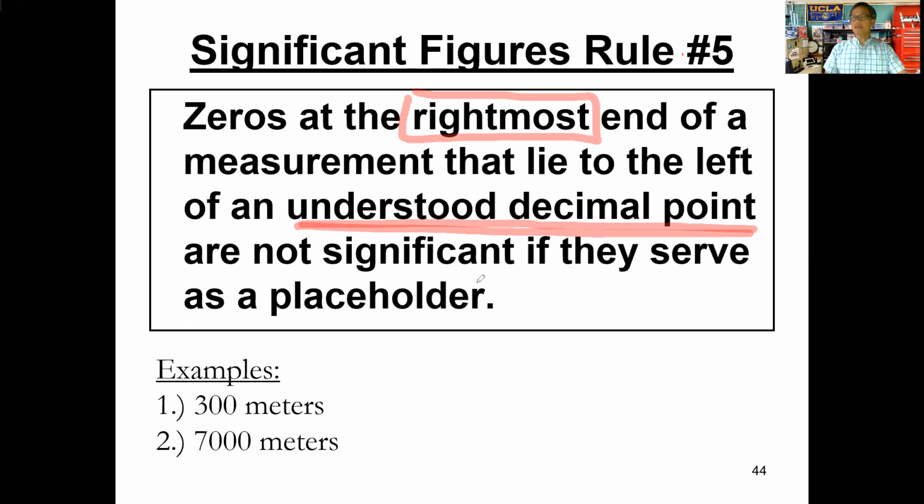Okay, if that is the case, then the rightmost zeros do not count. They are not significant. They basically serve as placeholders, if you want to think about it. All right, so let's take a look at our first measurement here.